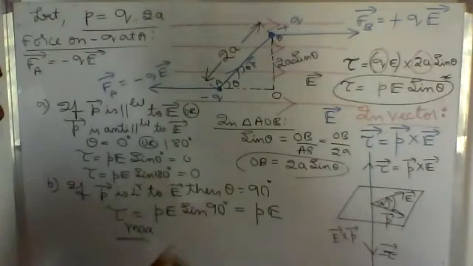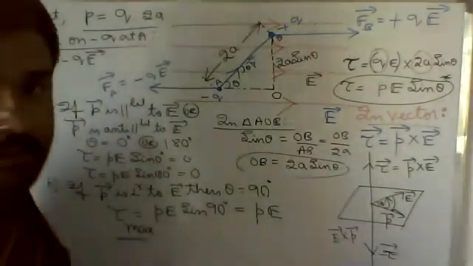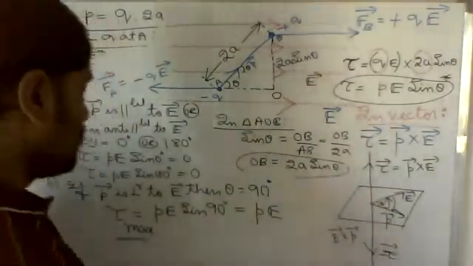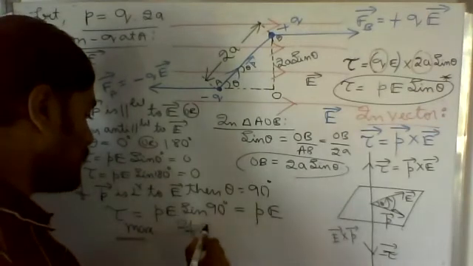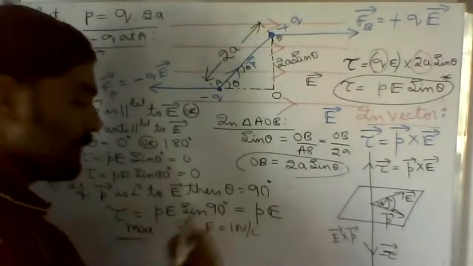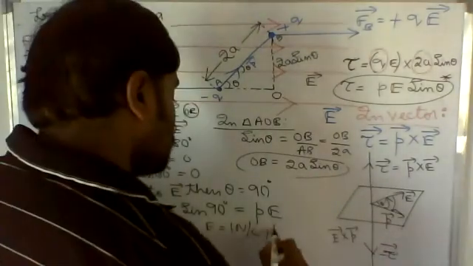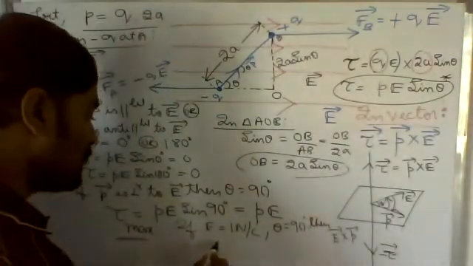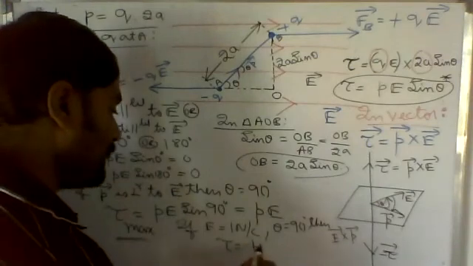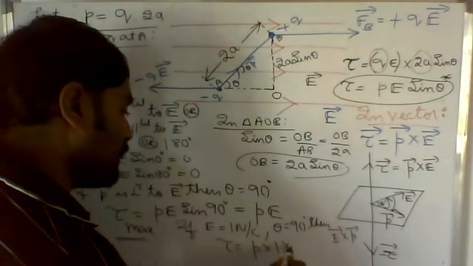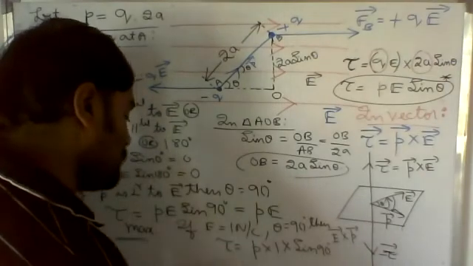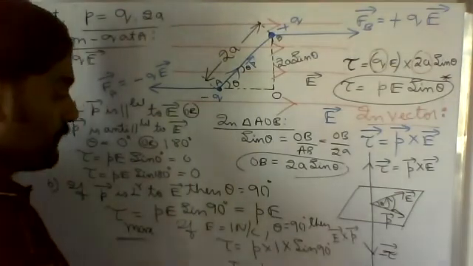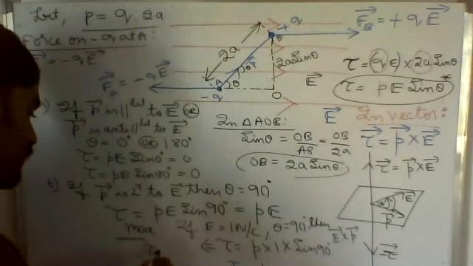By using this equation, we can define the dipole moment based on the expression for torque. If E is equal to 1 Newton per Coulomb and theta is equal to 90 degrees, then the equation becomes tau is equal to P into 1 into sine 90. Sine 90 is 1. So in this case, tau is equal to P.